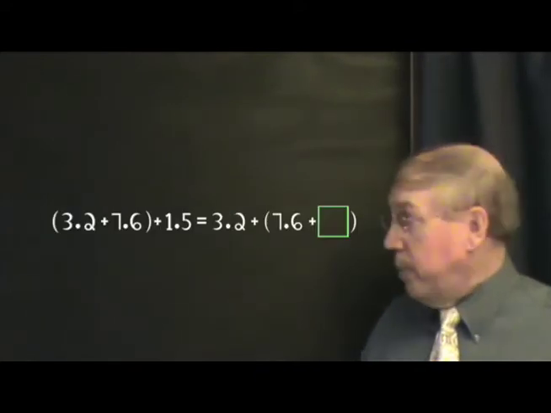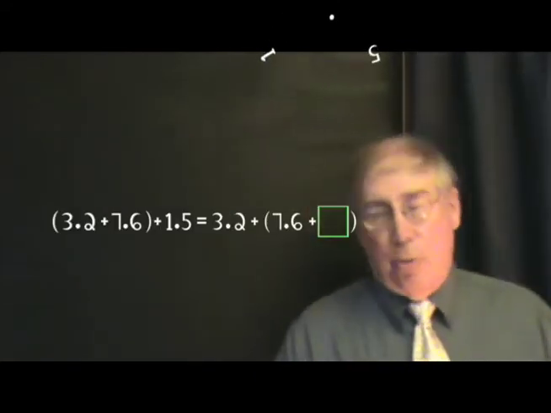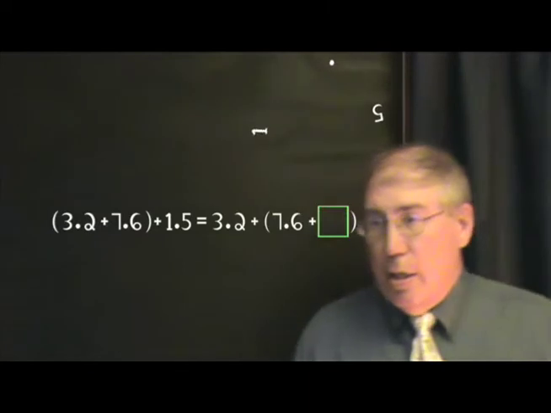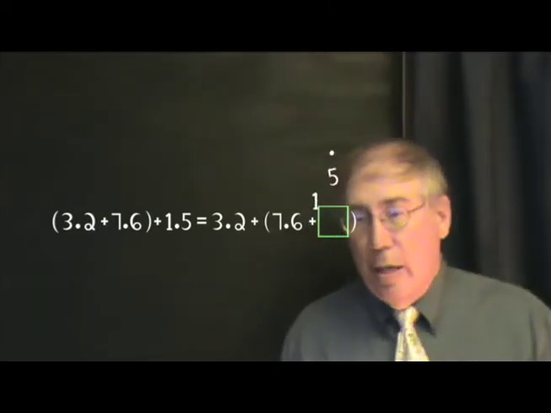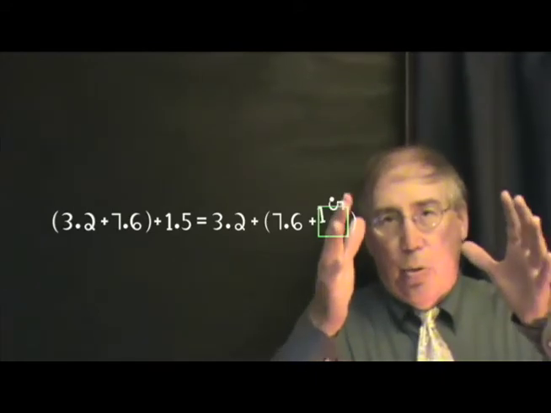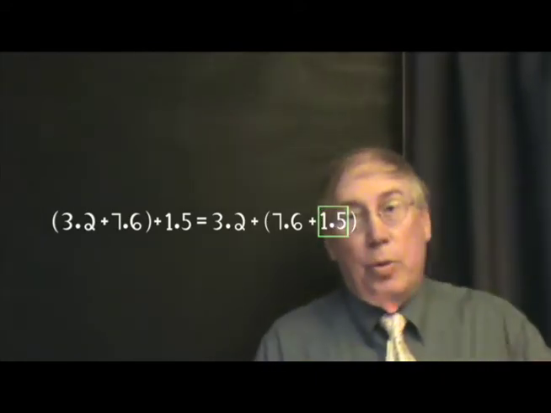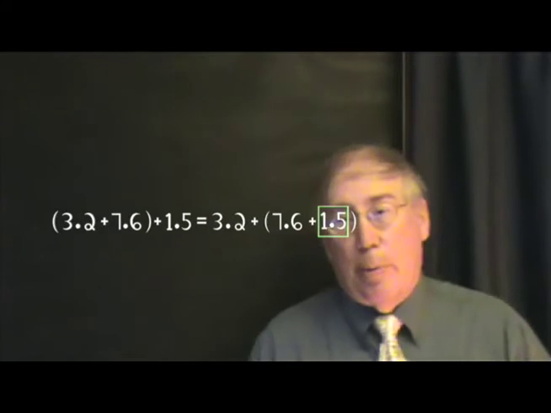Now let's see which property we get represented here. Oh, associative property. So let's drop a 1.5 into the little green box here. Now remember to line up your decimal points when you add decimal numbers together.